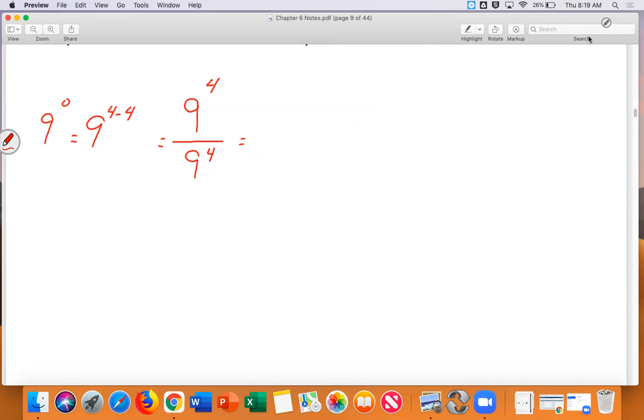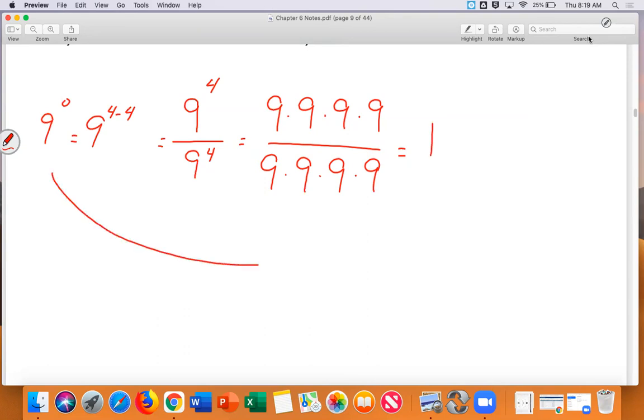Now, when we were first learning this, I told you to write it out. What's another word for a fraction bar? What does it mean? Divide, right? What's 9 divided by 9? So it's 1. So these two things have to mean the same thing.